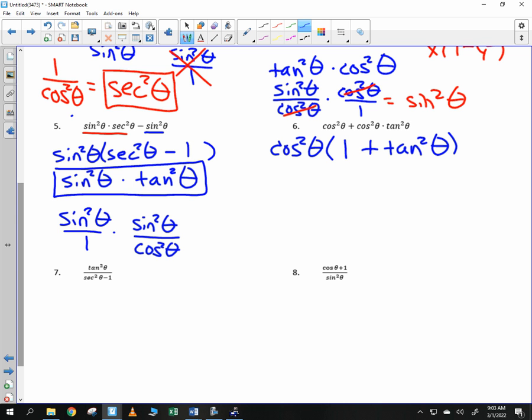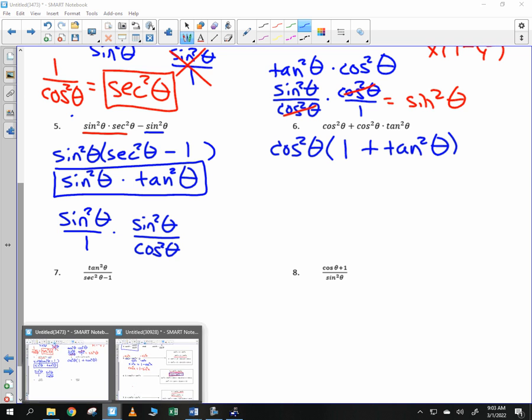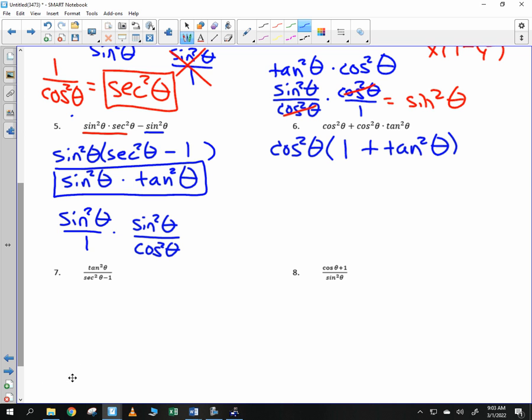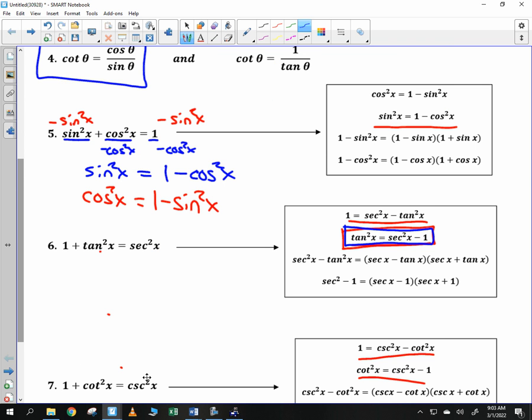What? Go ahead. What is 1 plus tangent squared? Ask it, Burke. I would love to answer the question. Okay, so when I factor out that, I get 1 plus tangent squared. Does anybody see that on their sheet? Okay, it's right here, right? 1 plus tangent squared is secant squared.